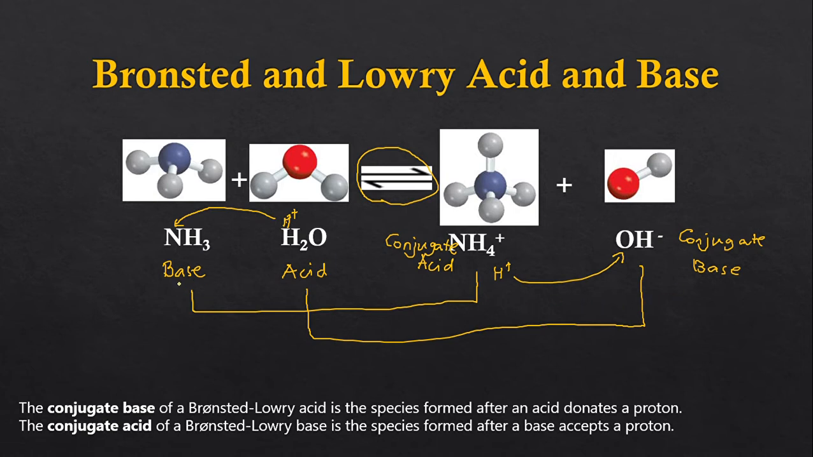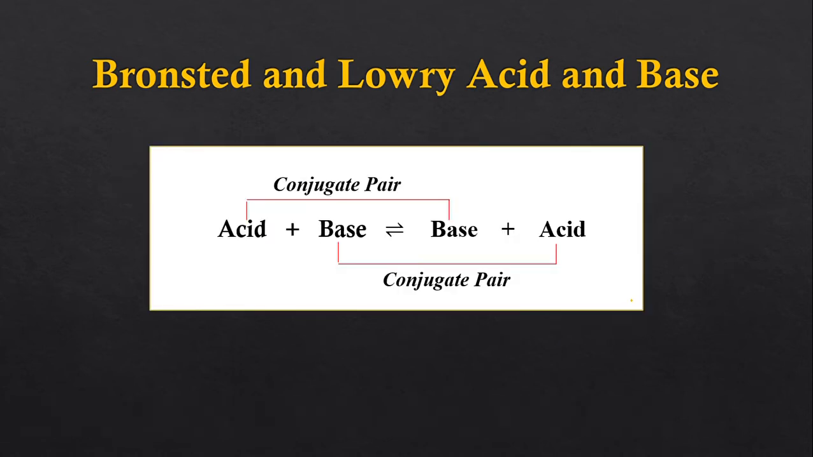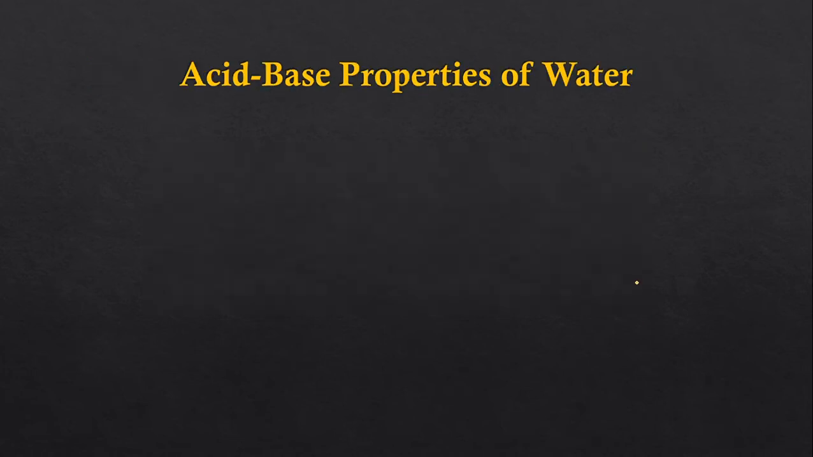Okay, we have the Bronsted-Lowry base, and Bronsted-Lowry acid, and their conjugates, conjugate acid and conjugate base. Basta tatandaan ninyo, yung nag-act as a base, it will form the conjugate acid. While yung nag-act as acid, it will form the conjugate base. Okay. So, yan yun. To sum it up. Okay. So, that's Bronsted and Lowry acid and base.